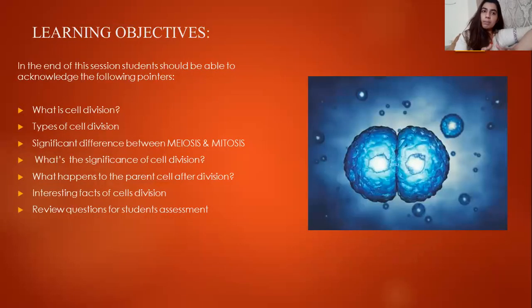The learning objectives for my students should be: What is cell division? How many kinds of cell division are there? Significant difference between meiosis and mitosis. What is the significance of cell division? Why do we need cell division? What happens to the parent cell after cell division? Interesting facts about cell division. Review questions for the students for their assessments.